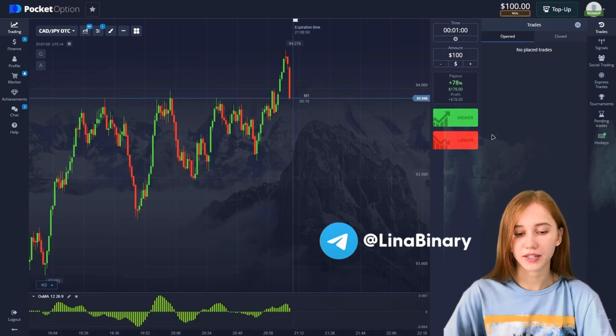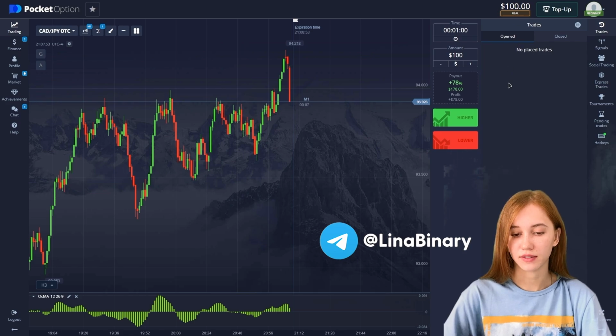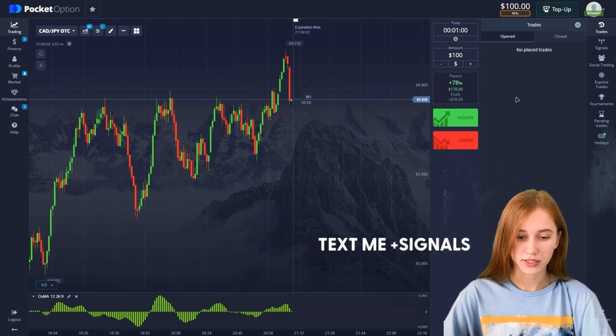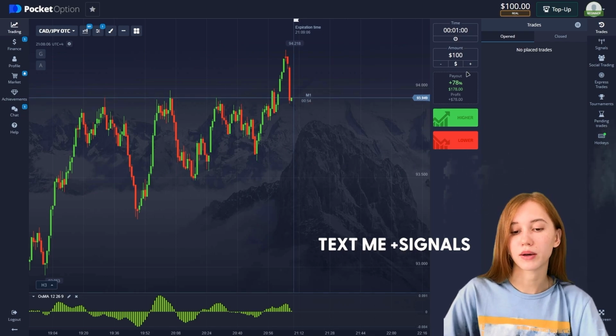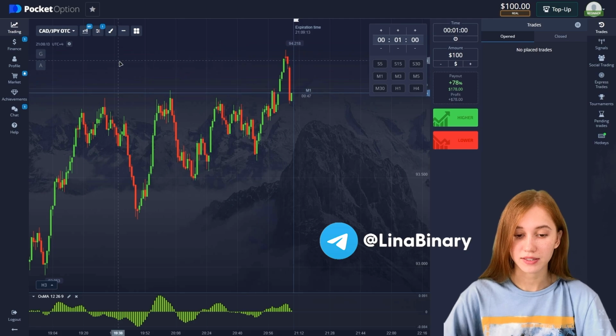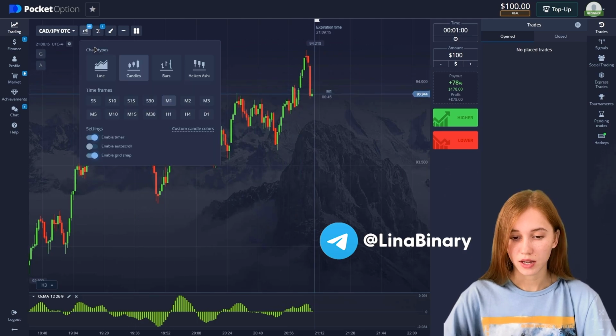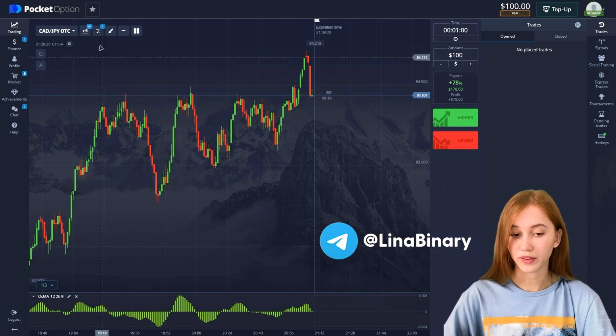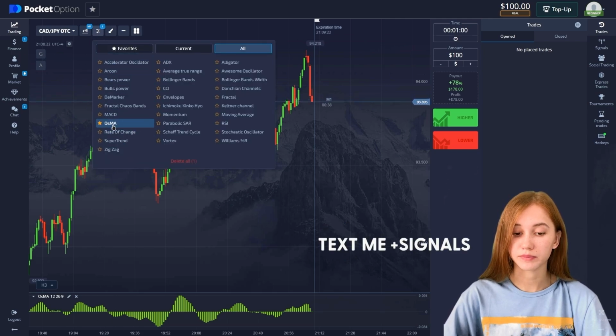Today we have a starting balance of $100. You can see it in the upper right corner, and so let's set up our workspace. The first is the deal amount, exactly $100. Our time is 1 minute, so a one-minute time frame, with candles, and today we trade using one indicator, OSMA.